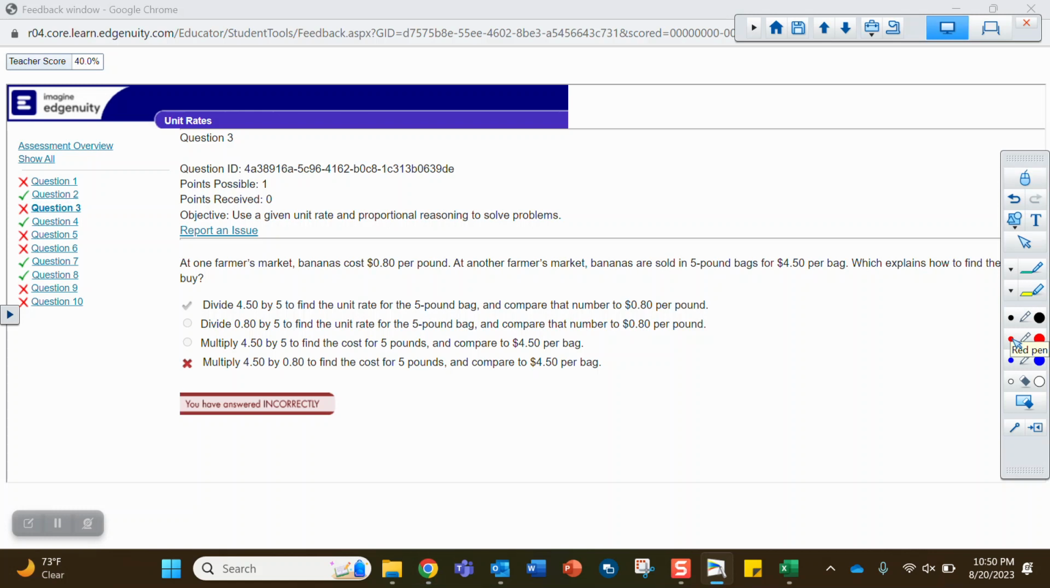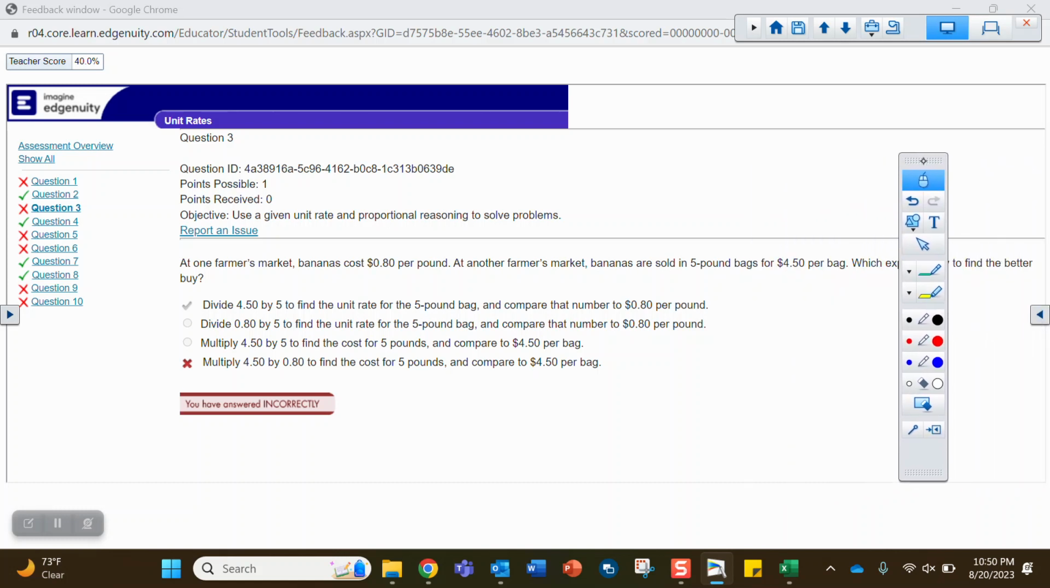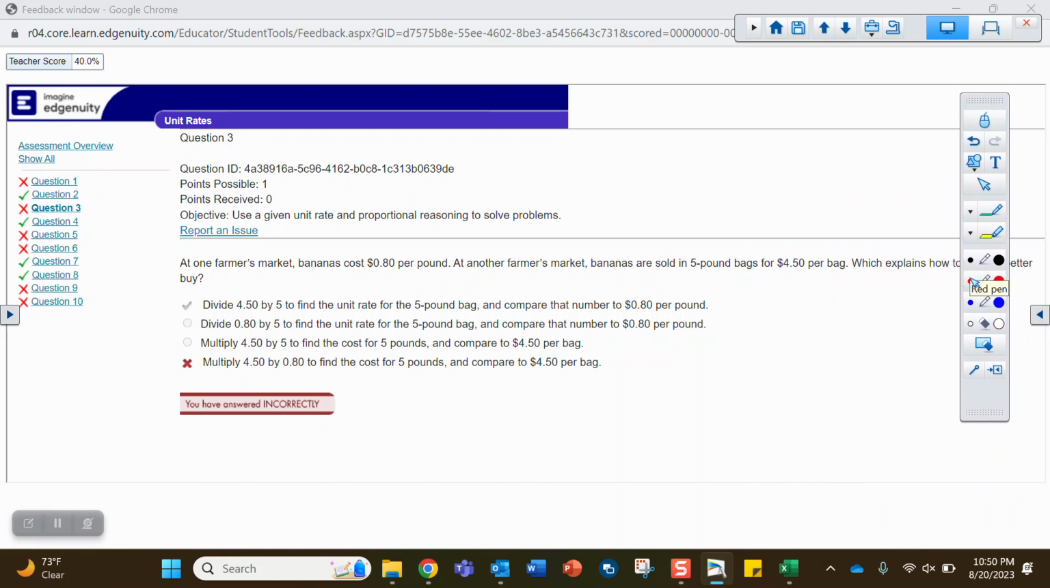Question 3 says at one farmer's market, bananas cost 80 cents per pound. At another, bananas are sold in 5-pound bags for $5.40, which explains how to find the better buy. Well, we know the unit rate per pound at the first farmer's market, 80 cents per pound. So now we need to find the unit rate at the second.